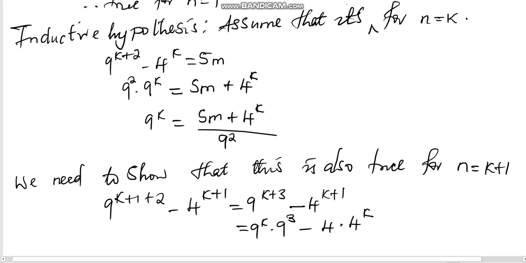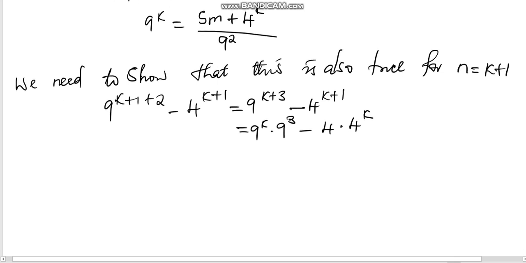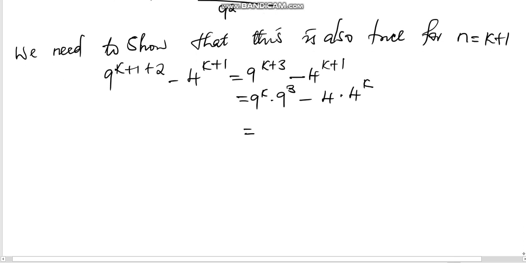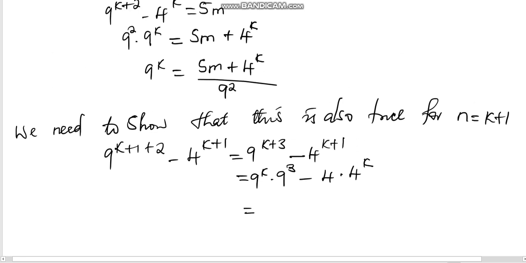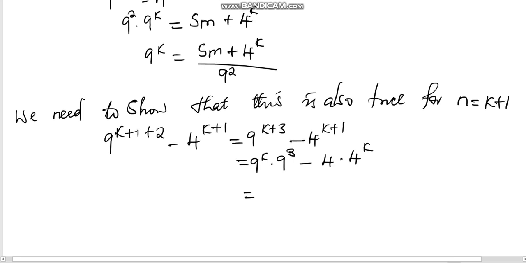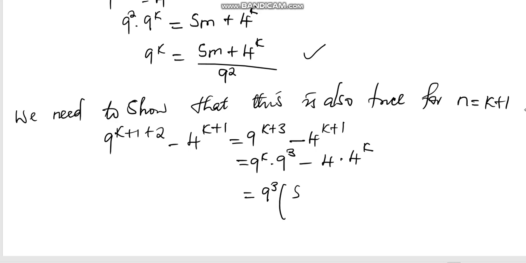Okay, let me just scroll down a bit. Now where there's 9 to the power k here, remember we had 9 to the power k being equated to something in the inductive hypothesis. So we're going to do the same thing here. Where there's 9 to the power k, we're going to substitute this expression. So here we're going to have 9 to the power 3, open brackets, 5m plus 4 to the power k, divided by 9 to the power 2. We close, minus 4, and we have our 4 to the power k.